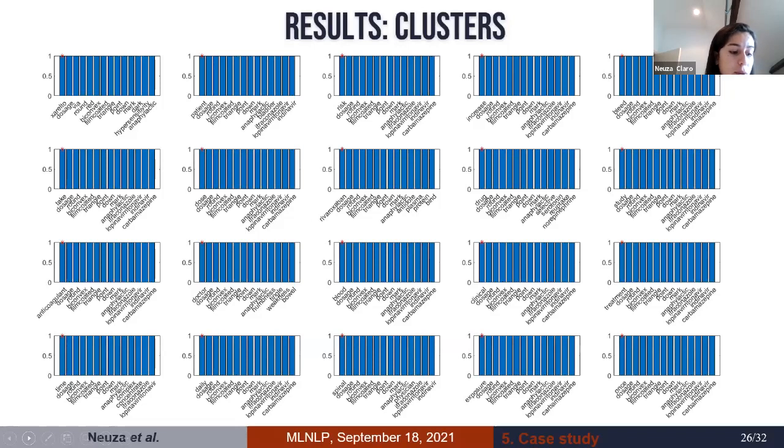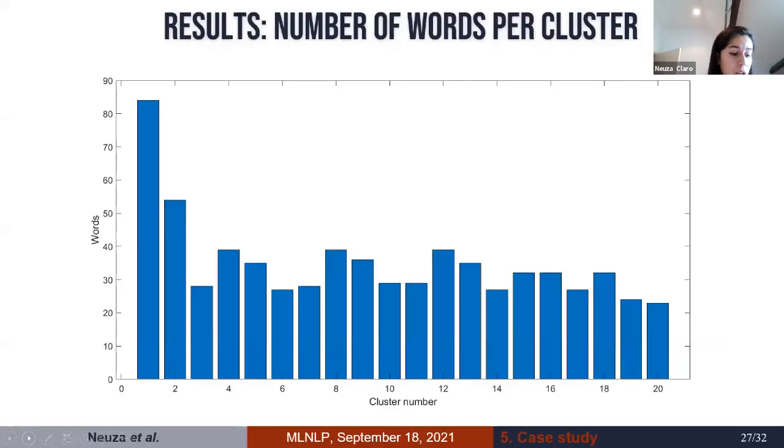Here are the 20 clusters we found. In the graphs, the belonging degree is also represented. Here we have the 40 words that have a degree of 1. In addition, we calculate the degree of belonging of each word to the cluster, and here we have the graph that shows the number of words belonging to each cluster with a degree of belonging greater than 0.5. The first cluster has 85 words associated, and the second has 55 words associated.